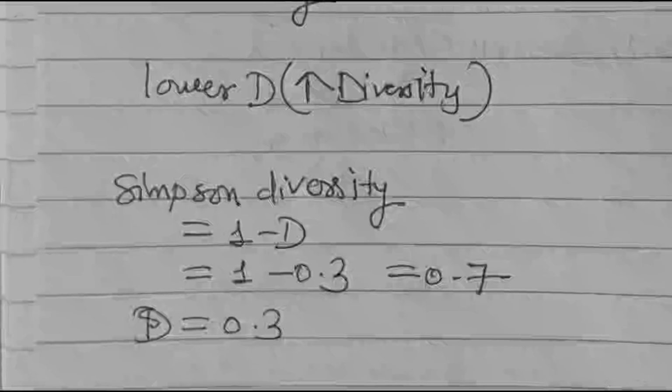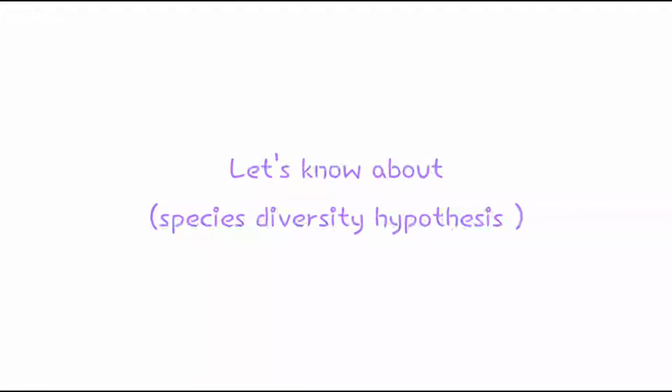So D is equal to 0.3, a moderate probability that two individuals belong to the same species, and 1 minus D, that is 0.7, means fairly good species diversity, closer to one meaning more diversity. D equal to 0.3 is a raw probability measure, and 1 minus D equal to 0.7 is a biodiversity measure. It is easy to interpret: the higher, the better.